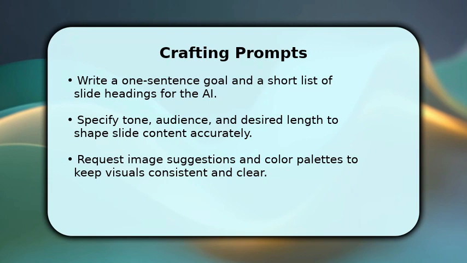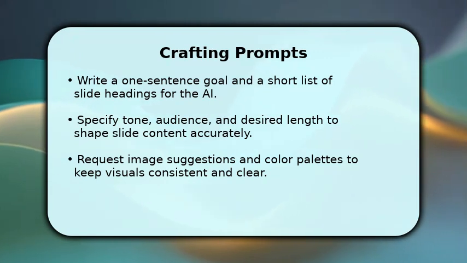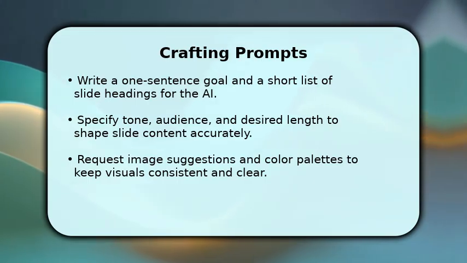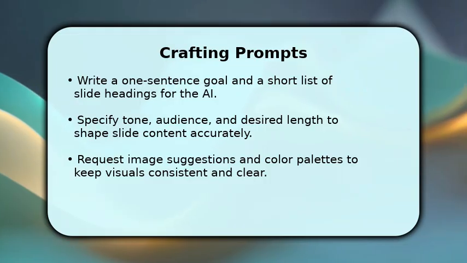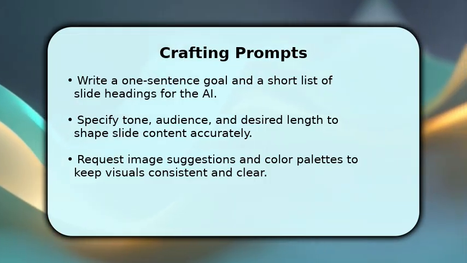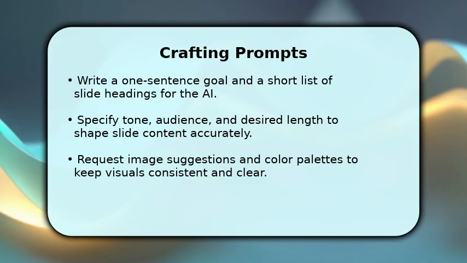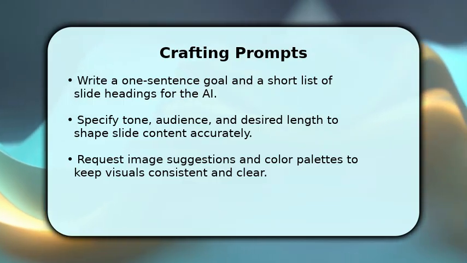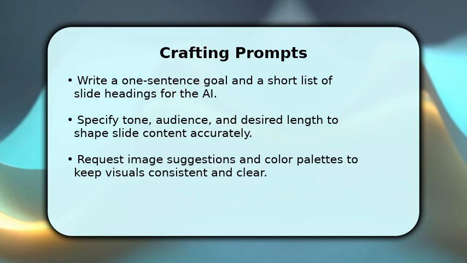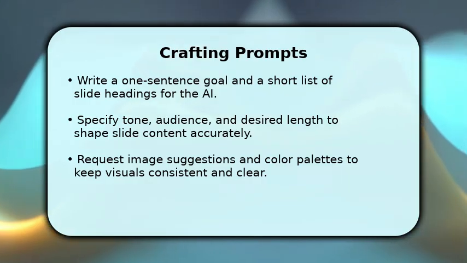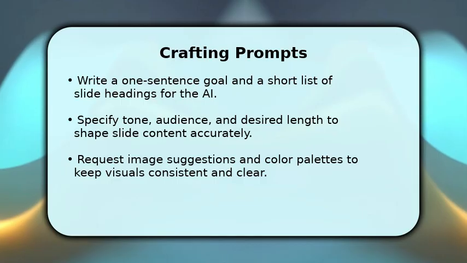Start by telling Gamma AI your presentation goal and audience in one clear sentence, then list main slide headings. Ask for concise bullets, recommended visuals, and a consistent color palette so the AI can match tone and style. If a suggestion feels off, refine the prompt with examples or swap in your own images. Iterate quickly. Small prompt changes yield different layouts, and you can export drafts to PPTX at any stage.